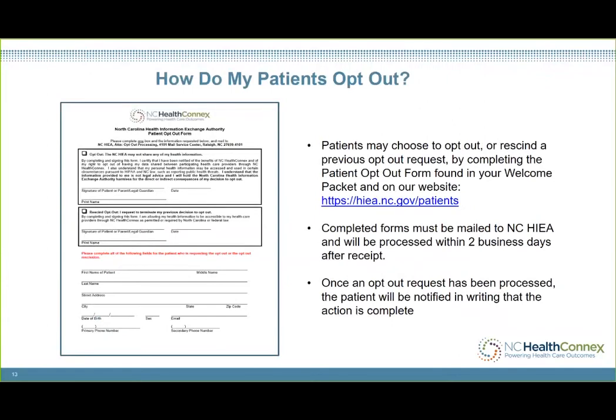Patients may choose to opt out or rescind a previous opt-out by completing the patient opt-out form, which was included in your welcome packet, and it's also available on our website. Any completed forms have to be mailed to NCHIEA, and our team will process them within 2 business days after receipt. Once we've received an opt-out request and it's been processed, the patient will be notified in writing that the action is completed.